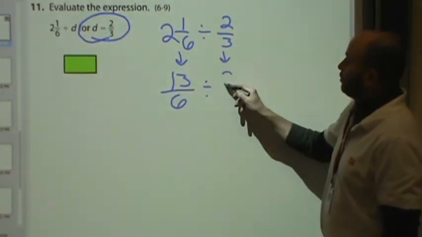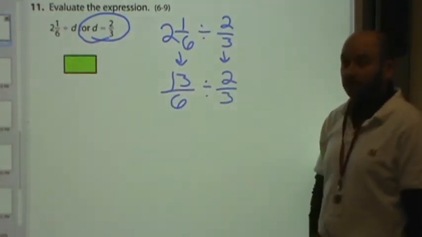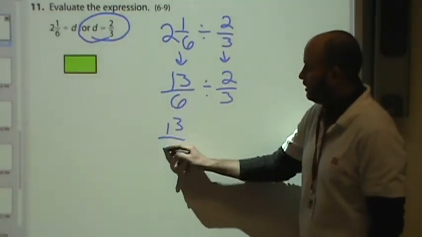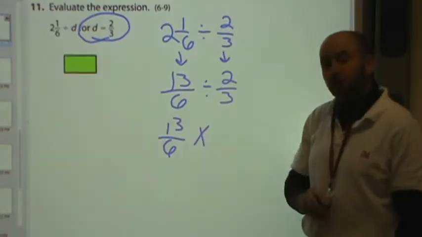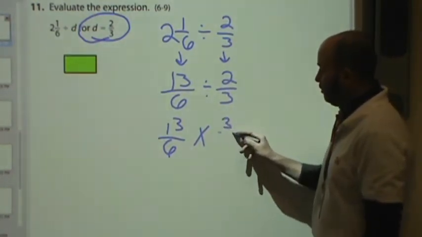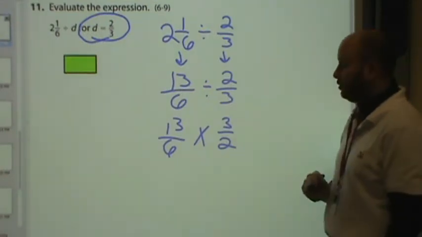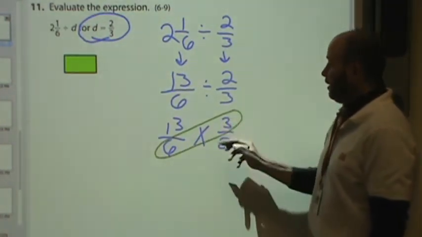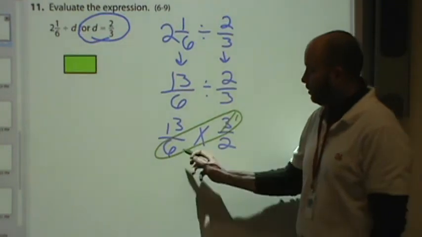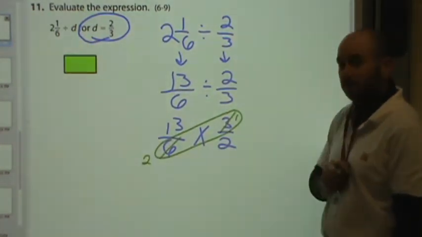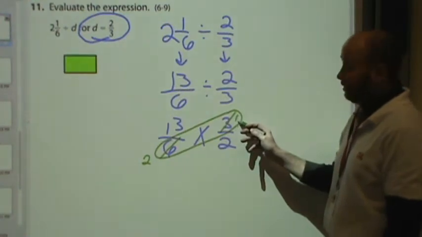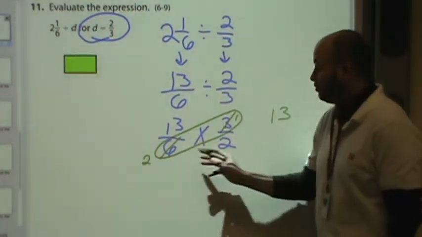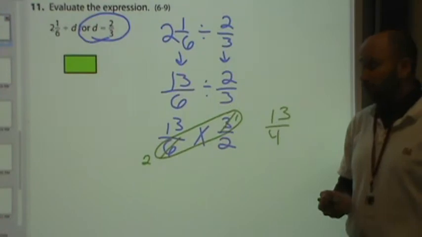We now have 13/6 divided by 2/3, and we can create a reciprocal. So we're going to keep our dividend the same, change our operation to multiplication, use the reciprocal of 3/2, and now we can do our cross simplifying. 3 goes into 3 one time, 3 goes into 6 two times, 13 times 1 is 13, 2 times 2 is 4, and we get an improper fraction.